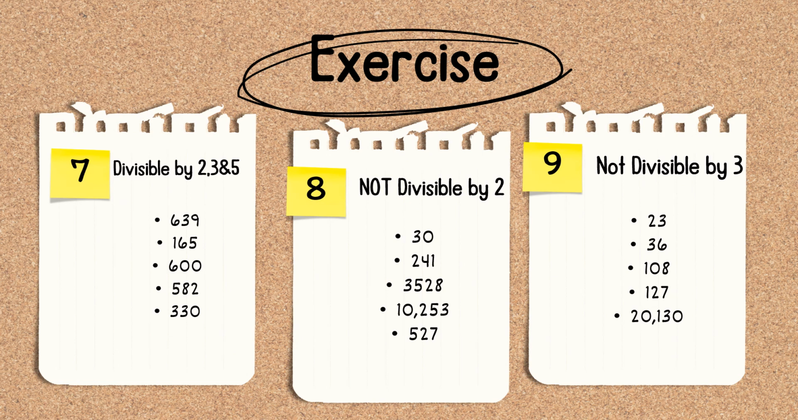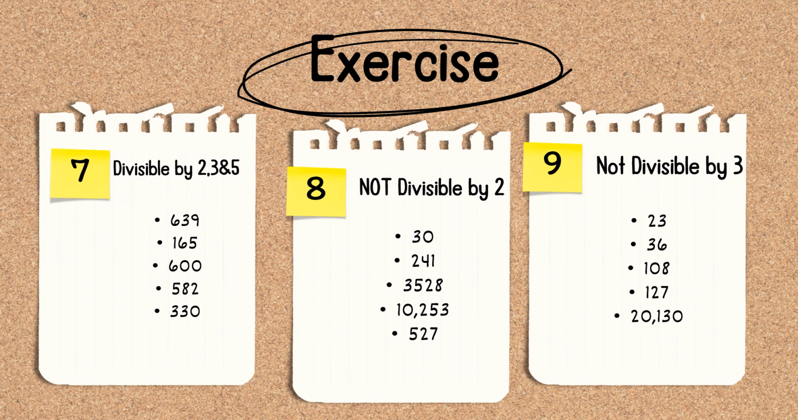So yes, the whole number 600 is divisible by 3, and the number is divisible by 2, 3, and 5, so it achieves the request. The next is 582. 582 is an even number, but it doesn't end with 5 or 0, so the rule of 5 does not apply, and it does not achieve the request of being divisible by 2, 3, and 5. The last one, 330.